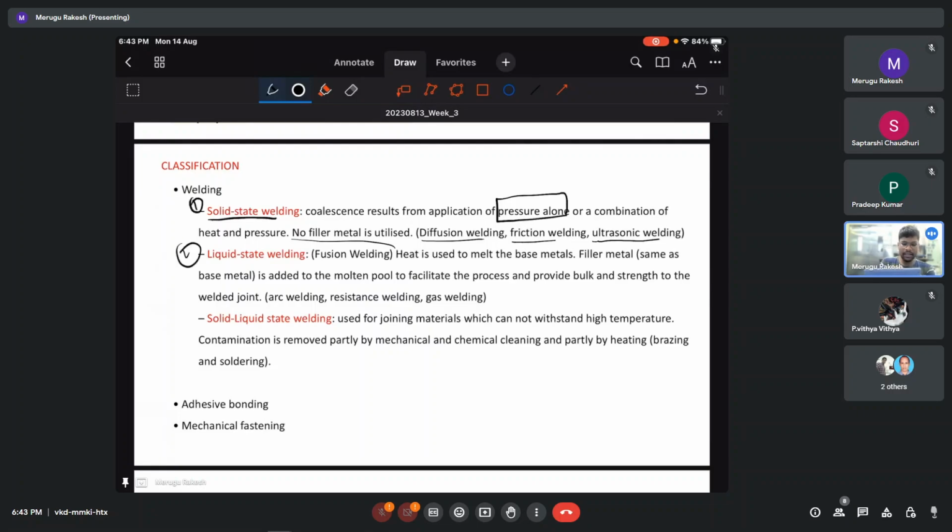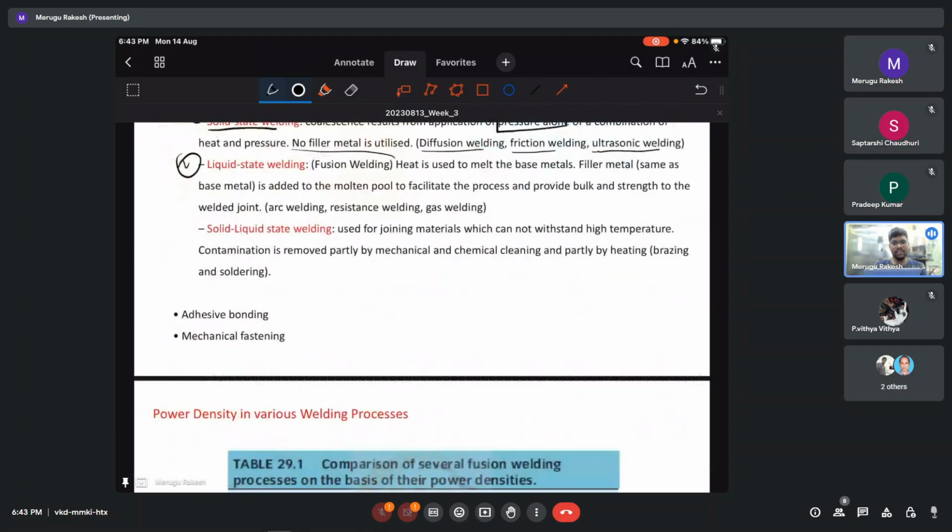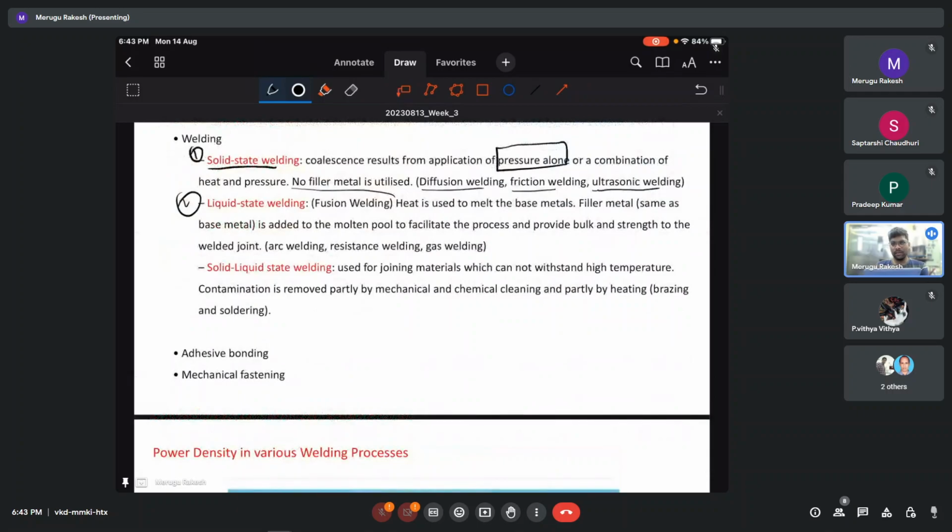The second one is liquid state welding, in which we apply heat and completely melt both the materials. Filler can be used, which is the same as the base metal. Some of the examples are arc, resistance, and gas welding.